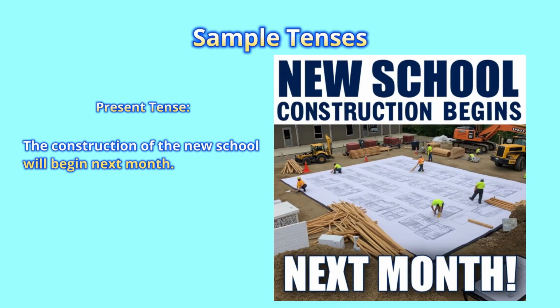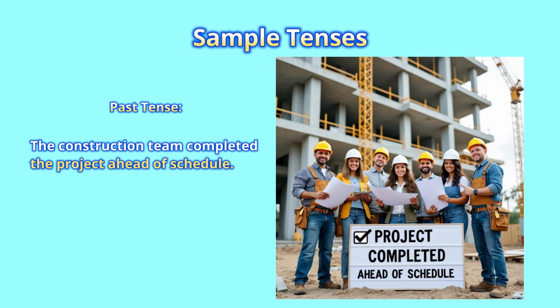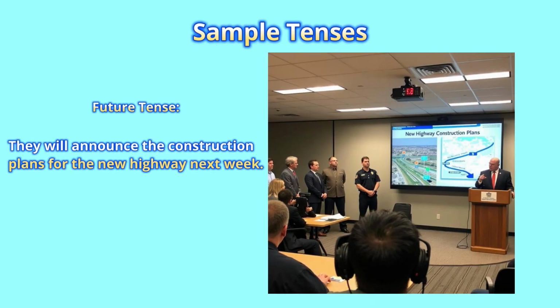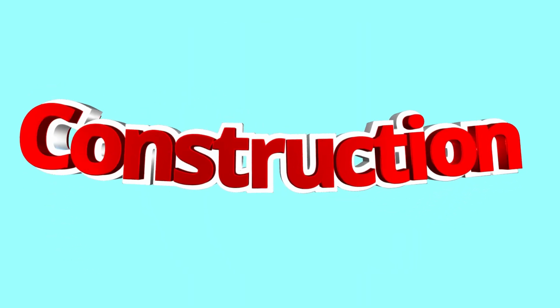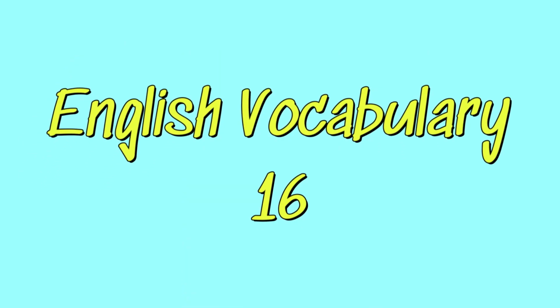Sample tenses. Here are examples of construction used in different contexts. Present tense. The construction of the new school will begin next month. Past tense. The construction team completed the project ahead of schedule. Future tense. They will announce the construction plans for the new highway next week. Summary. Construction pertains to the process and industry of building structures or infrastructure.